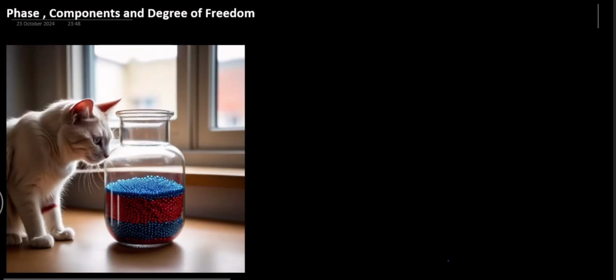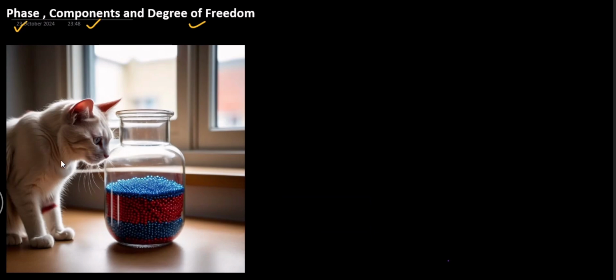Hello students. Today we are going to learn about phase equilibrium. Now, to understand phase equilibrium, we need to understand three different terms, which are the major terms involved in phase equilibrium. That is phase, components, and degree of freedom. Now, phase equilibria is basically an application of chemical thermodynamics.